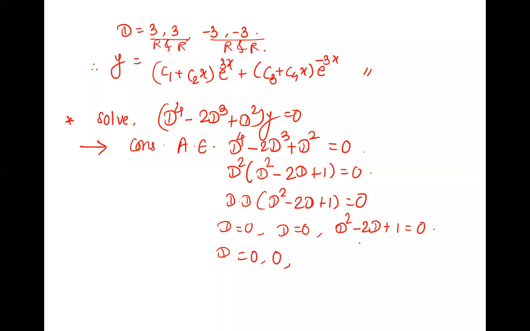Tell me the answer, please. 1, 1. Perfect. 1, 1. You can take it on calculator. A is 1, B is minus 2, C is 1, and check. These two are real repeated. Write the solution.